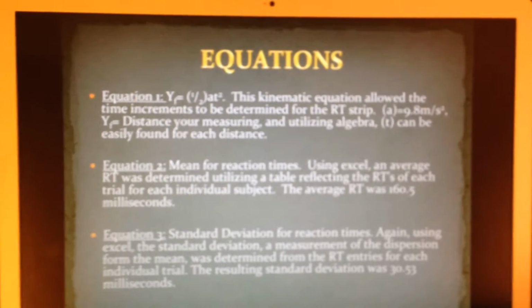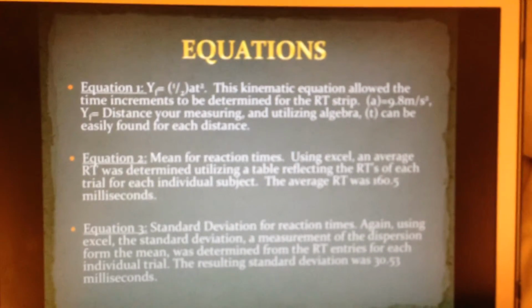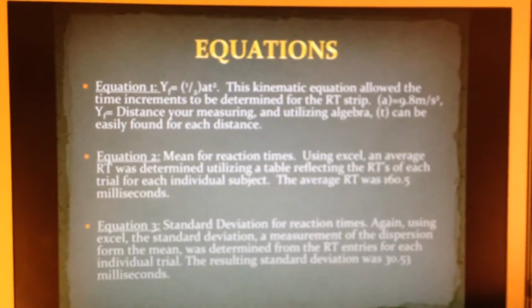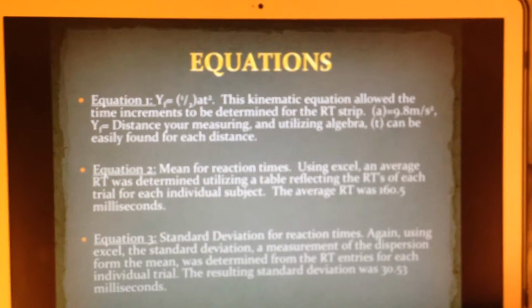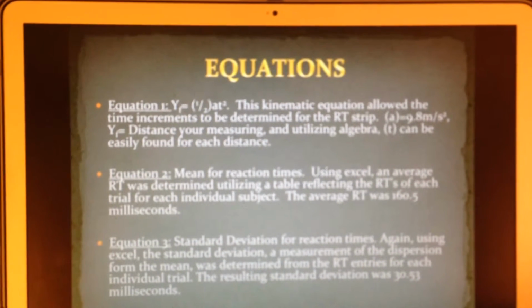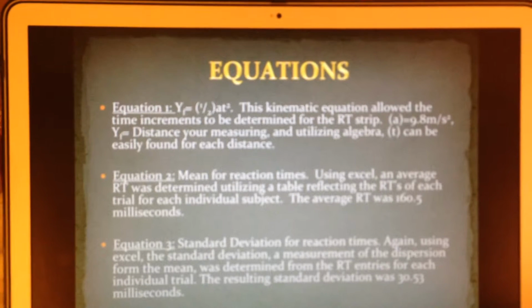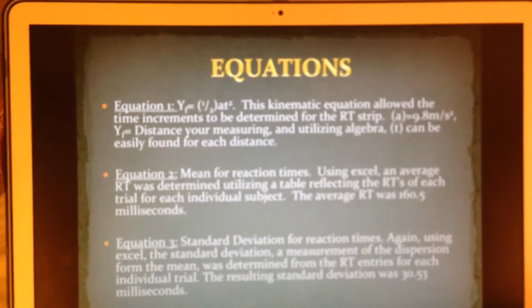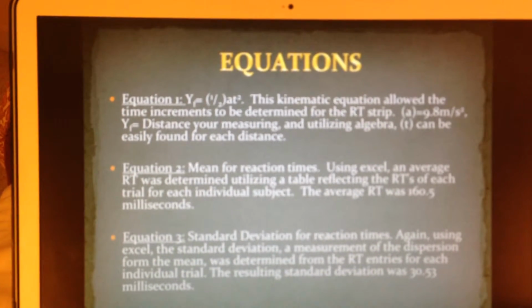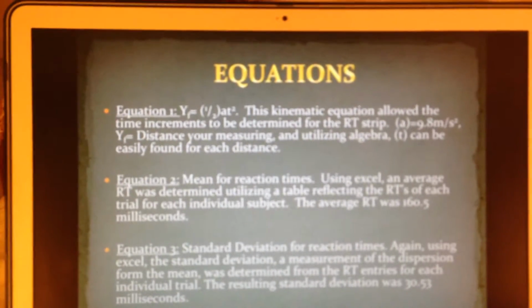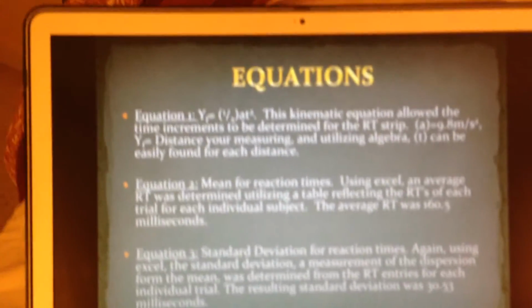The second equation that we used was the mean. This was calculated using Excel, and what I did was take the data from every trial, which was over 200 different entries, and plug it into a cell that automatically calculated the average for me. The average reaction time for my experiment was 160.5 milliseconds.